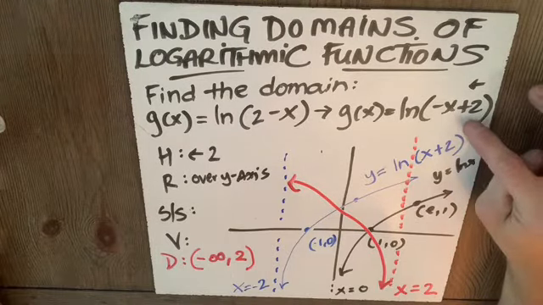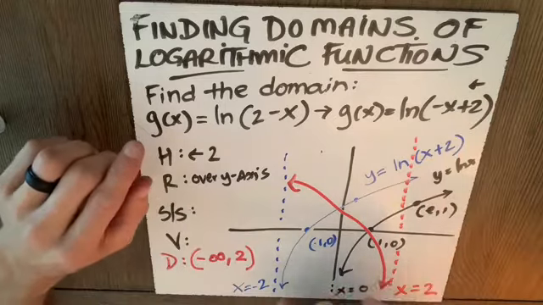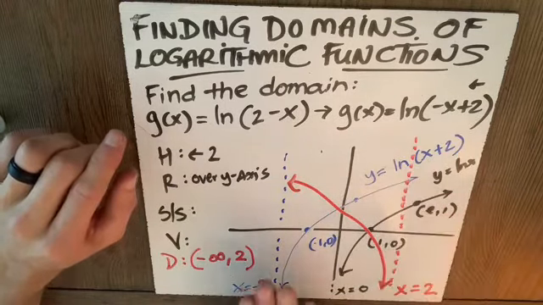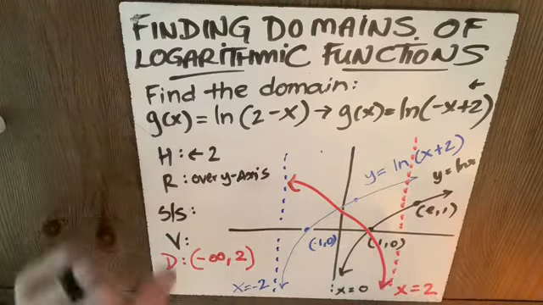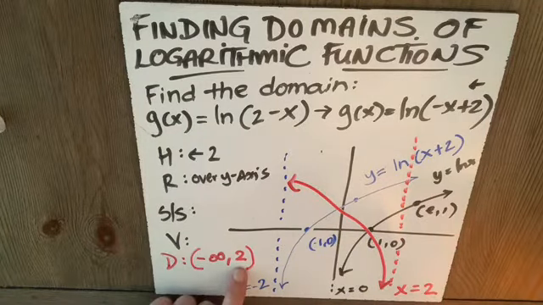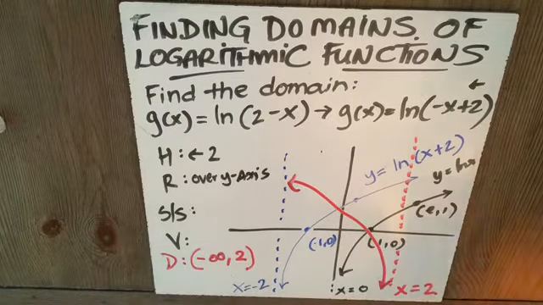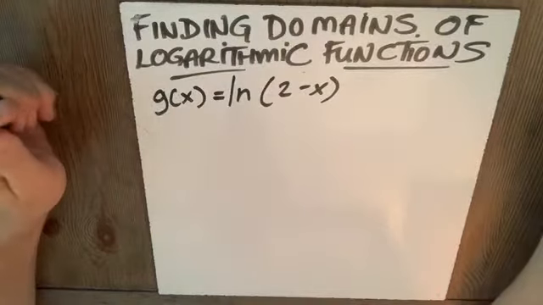I'm going to move it 2 to the left, and then that gave me this graph here, and then I reflect it to give me negative infinity all the way up to 2. Don't include the 2. What a great problem. Thank you, Rob. I loved graphing that last problem.